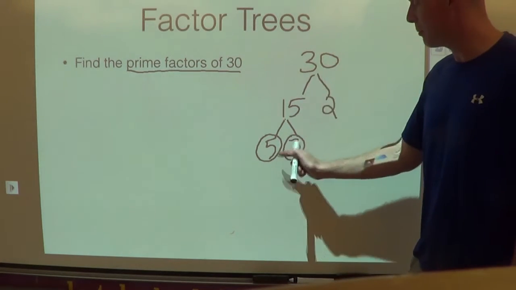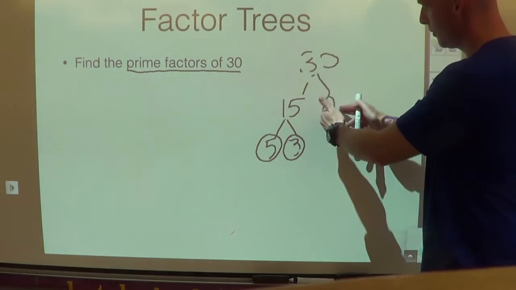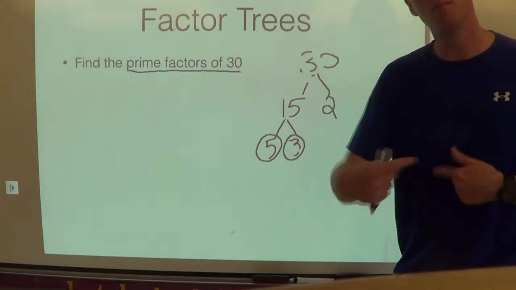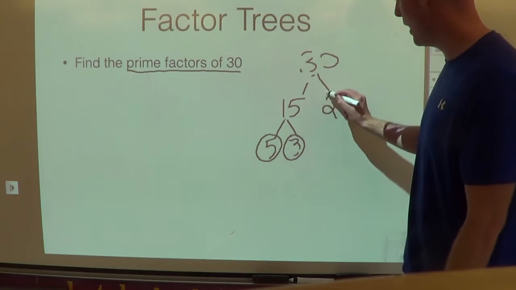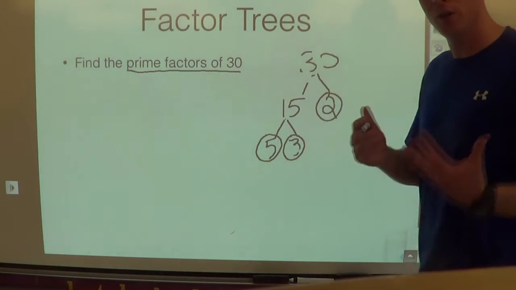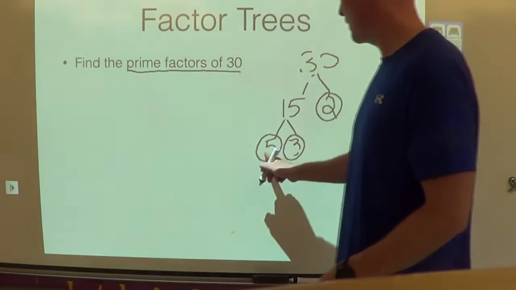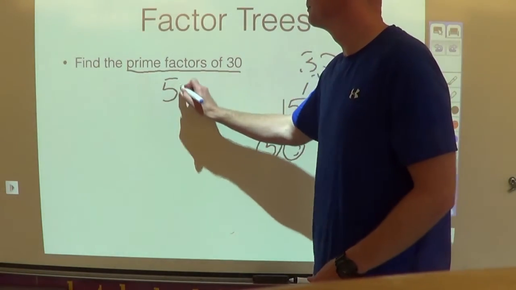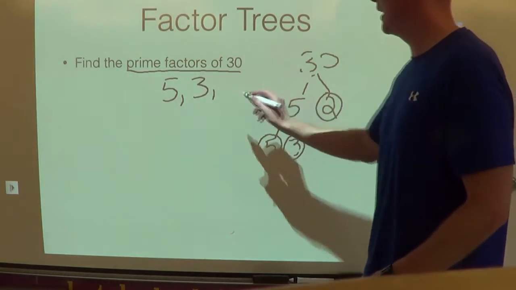So now we're done with that branch because we came to 2 stops. So now let's move to this 2. Are there numbers you can multiply to get 2? Only 2 and 1. So that branch stops. And when all of your branches stop, therefore you have found the prime factors of 30. The prime factors for 30 are 5, 3, and 2.